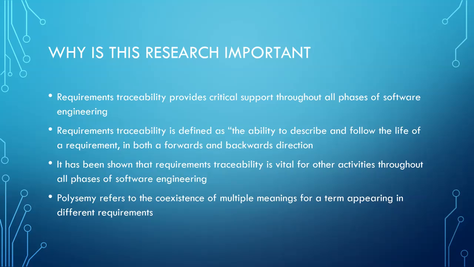Requirements traceability is defined as the ability to describe and follow the life of a requirement in both a forwards and backwards direction. It has been shown that requirements traceability is vital for other activities throughout all phases of software engineering, such as program comprehension, change impact analysis, requirements reuse, software maintenance, refactoring, test generation, and verification and validation. In practice, requirements traceability can be achieved by managing trace links between software artifacts, like from high level to low level requirements, and traceability information is not created as the process unfolds.